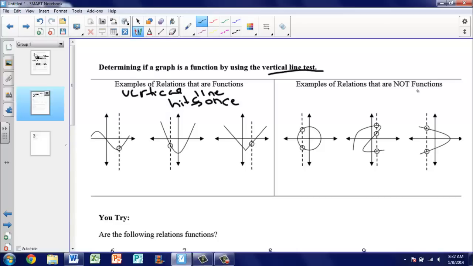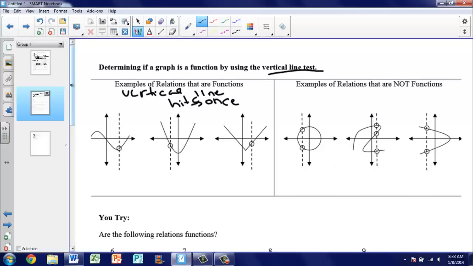Examples of relations that are not functions. So this is where the vertical line is going to hit more than once. If we look at our circle graph here, we have a vertical line and it hits 1, 2 times, so that's not a function. Or we have this weird looking graph here that's just zigzagging all over the place. We draw a vertical line going through here and it hits 1, 2, 3 times, so that's not a function. And then we have this graph here, the vertical line is hitting twice, so that's not a function. So you're always looking to see how many times that vertical line hits your graph. If it hits only once, then it's a function. If it hits more than once, it's not a function.